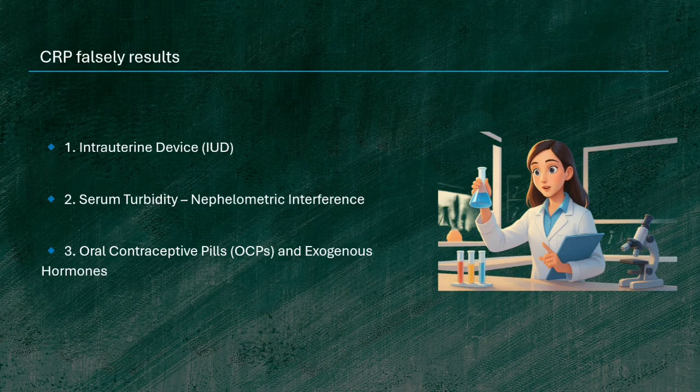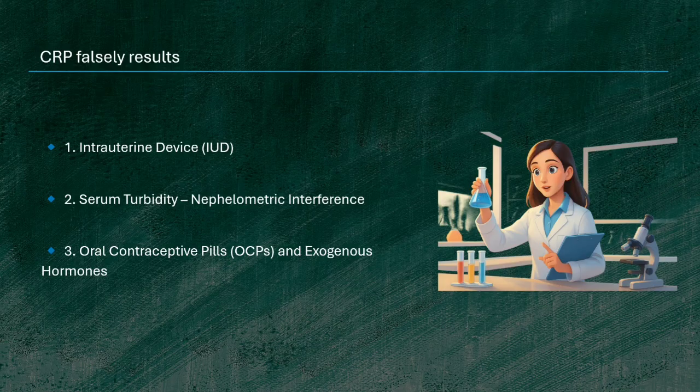1. Intrauterine device, IUD. Use, mechanism. IUDs can cause localized endometrial inflammation, which may trigger a systemic acute phase response, mildly elevating CRP. Clinical impact. This elevation is not due to infection or systemic disease, but rather a foreign body reaction. Risk. May lead to false positive interpretation, especially in gynecologic or general medical evaluations.